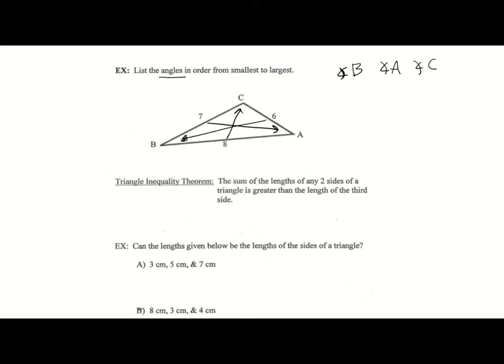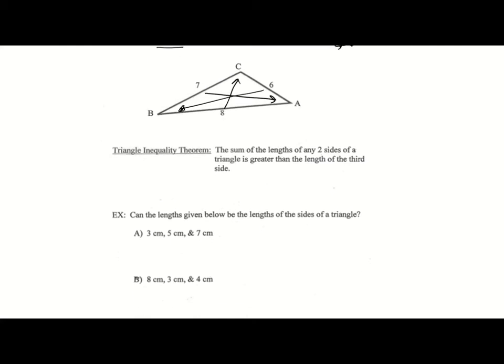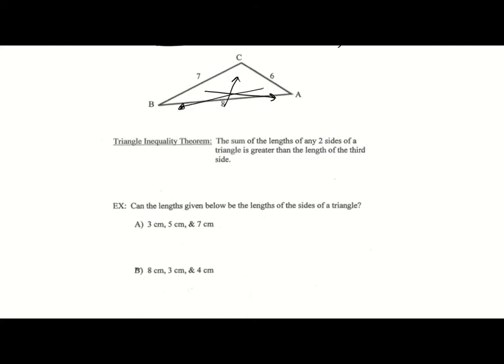The last theorem is the triangle inequality theorem, and this one says that the sum of the lengths of any two sides of a triangle is greater than the length of the third side. So if we look at some of these examples, it's asking, can the lengths given below be the lengths of the sides of a triangle?